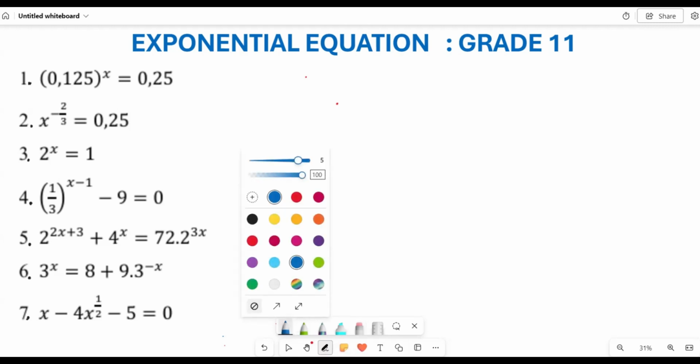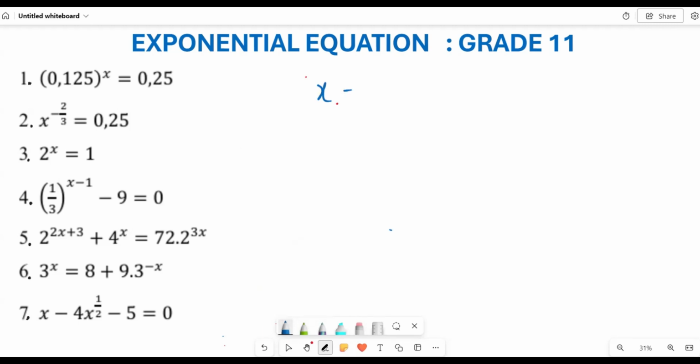In number 7, what is it that you are having here? Here you are having x minus, and what else are you having here? Now you are having 4, right? This is the same as 4x to the power of 1 over 2 minus 5 equals 0, right? Now, what is it that you are going to do from here? I want you to have an understanding. What is 1? I want you to see this.